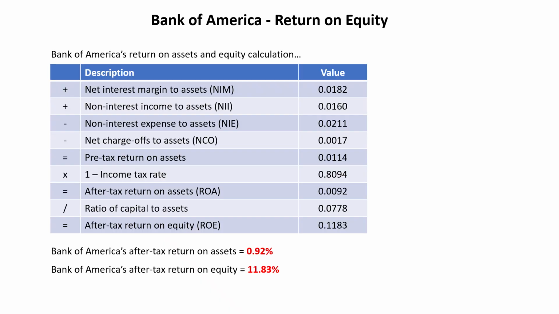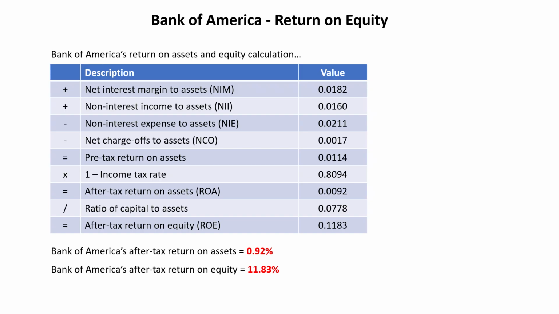So now what we want to do is calculate Bank of America's return on equity. We can take the calculation from the previous slide and just plug that into the table. The first item is the net interest margin, which was approximately 1.82%. You can go back to that slide.